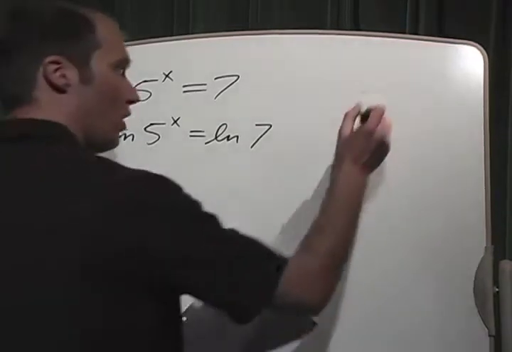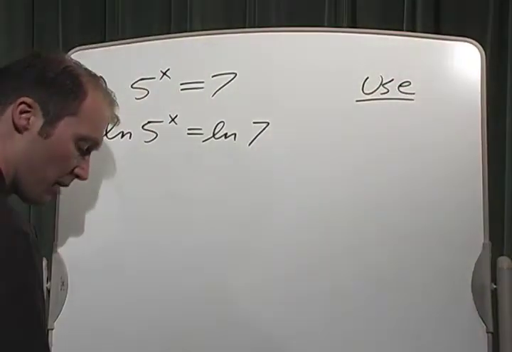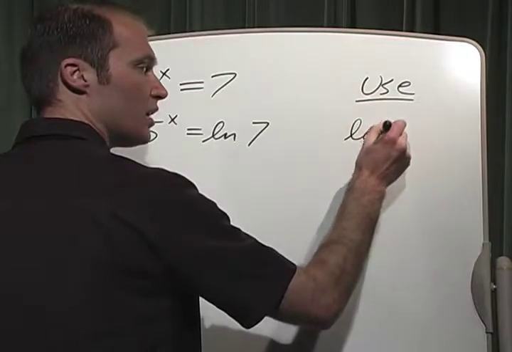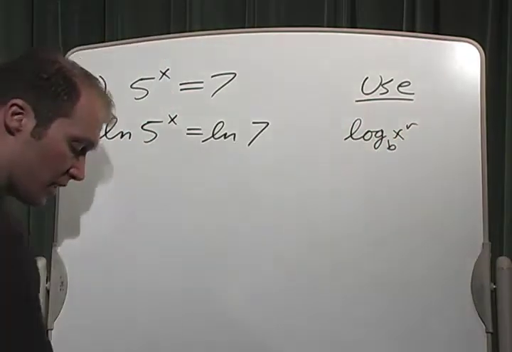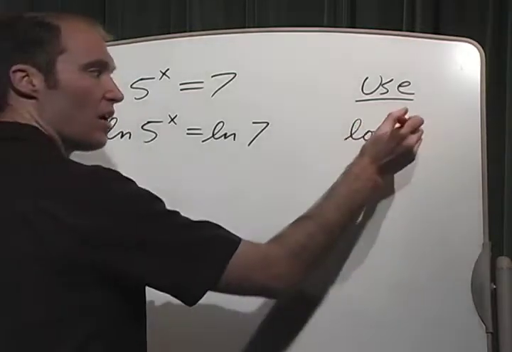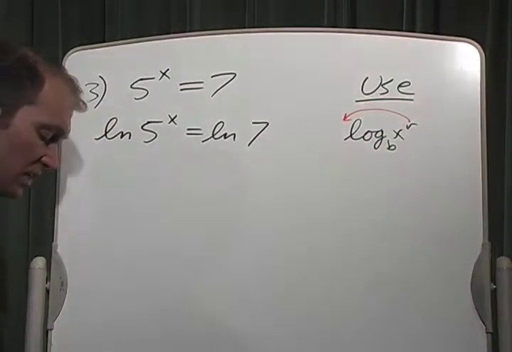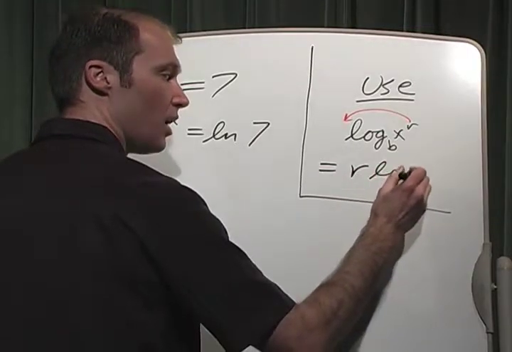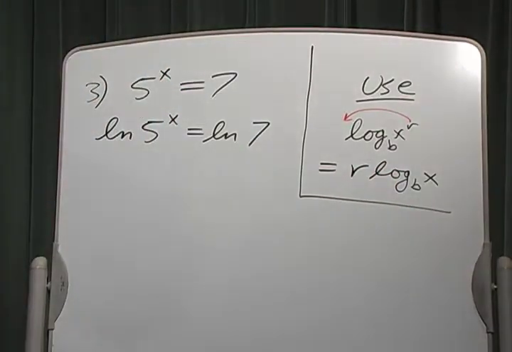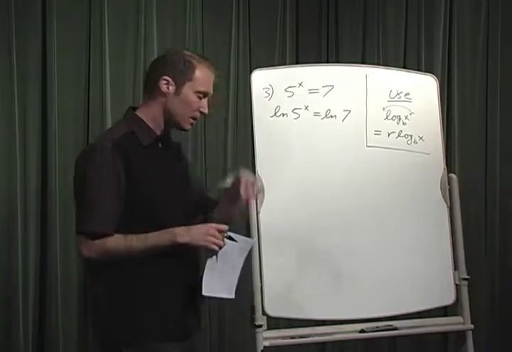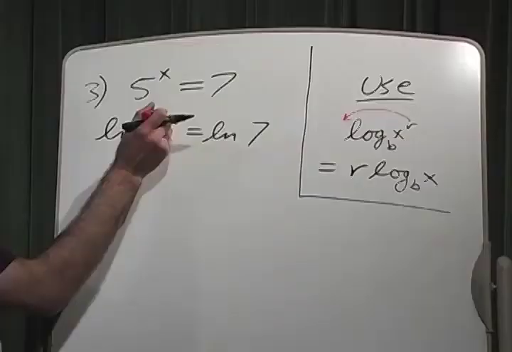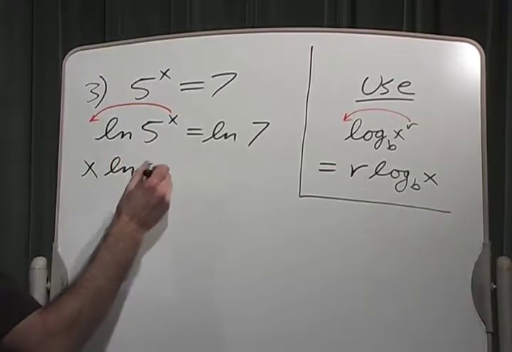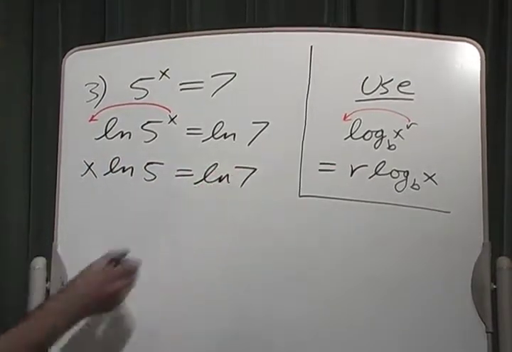Now, I want you guys to recall this property from one of our 3 properties that we talked about in a previous lesson, that if I happen to have log base b of x to the rth power, then what I could do is I could bring that r down in front, and so this would be equal to r times log base b of x. Well, the whole reason that I took the natural log of both sides is so that I'd be able to use that property to get this x down here. So this is going to give me x times the natural log of 5 equals the natural log of 7.